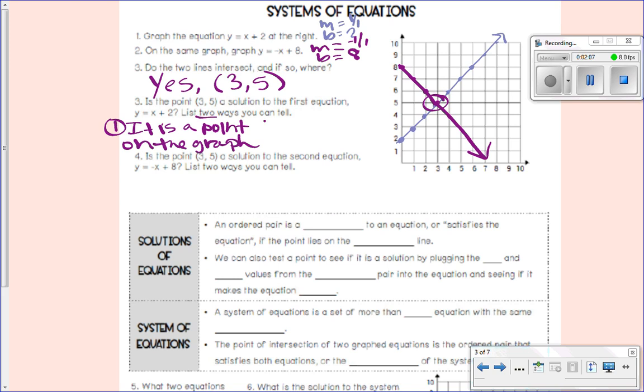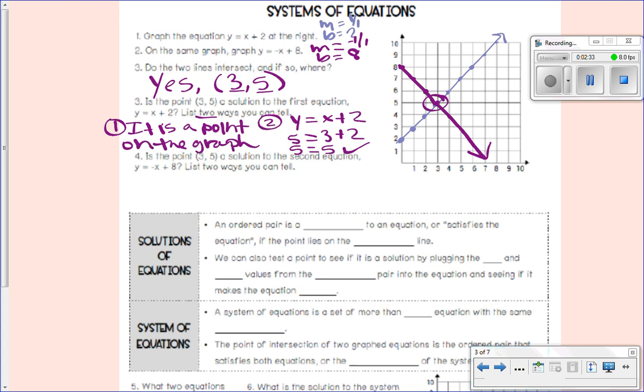And the second reason, what can we do? Love it. You can plug it in. So we have y equals x plus 2. What are we going to substitute y in? 5. What is our x value? 3. 3 plus 2 is 5. Is 5 equal to 5? Yeah. Yes.